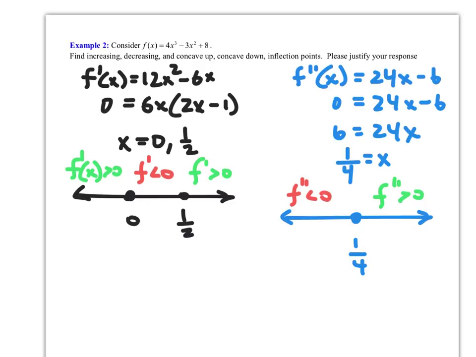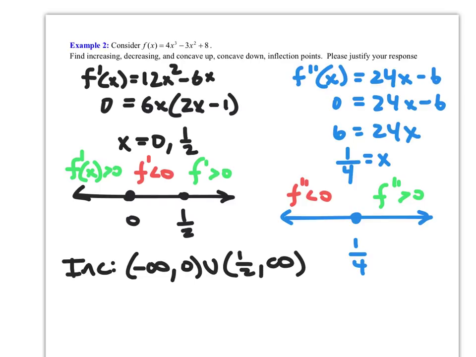Here I've got one more example. Find increasing, decreasing, and concave up, concave down, as well as inflection points. First, increasing and decreasing. The function would be increasing from negative infinity to 0, as well as from 1/2 to infinity. I took that directly from where the first derivative is greater than 0. It would be decreasing from 0 to 1/2.